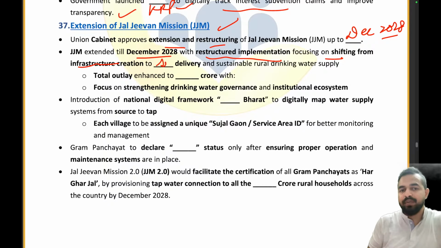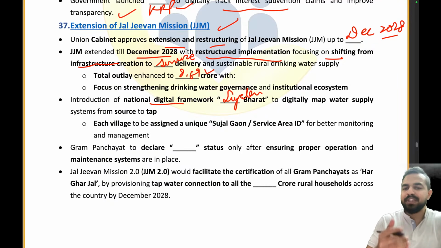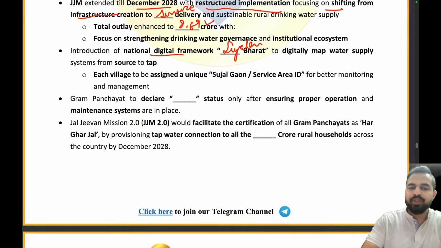Infrastructure creation to service delivery. Absolutely right. Total outlay has been announced to 8.69 lakh crores, right? Introduction of National Digital Framework, that is Sujalam Bharat, where we will be digitally mapping the water supply systems from source to the tap.